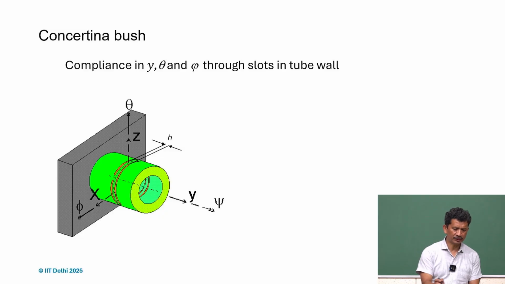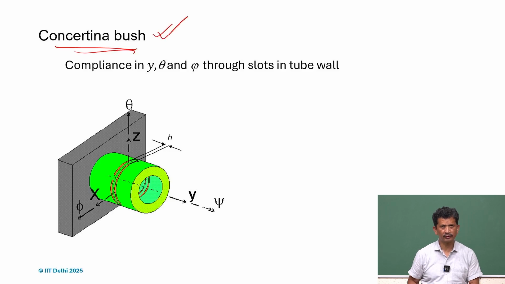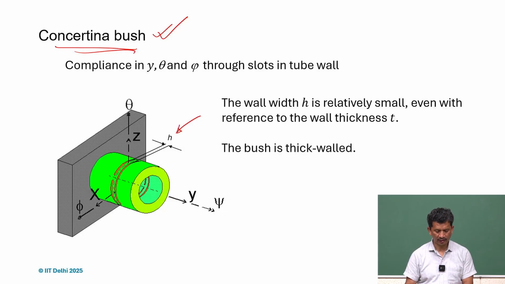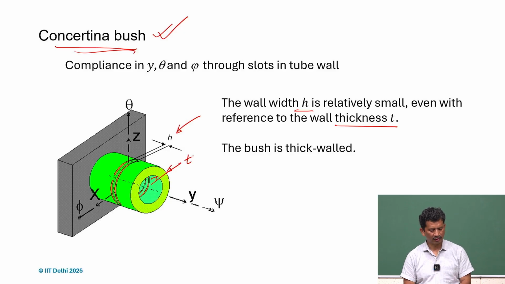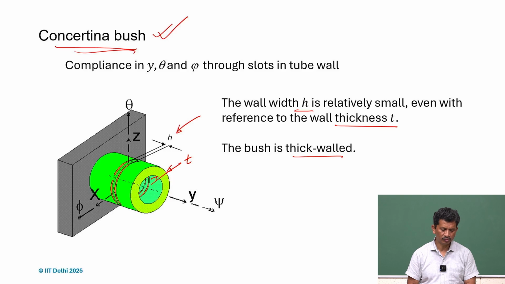So one application of this kind of tube flexure is the concertina bush, and what we see here is that this h is very small, even compared with this t. So t is quite large with respect to h, so it's a thick wall. This bush we can call a thick wall bush.